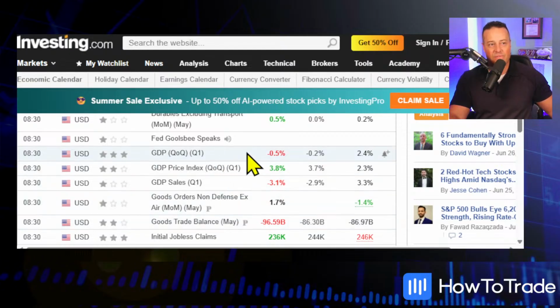But this was sort of for GDP. This was a pretty big one. Last thing I'm going to say is this: GDP price index. That's an inflation multiplier. 3.8% over 3.7 expected, and way up. And I mean way up from the previous quarter. That means that inflation is strong, and that means growth is down. So look out.